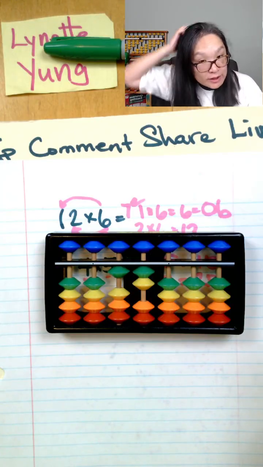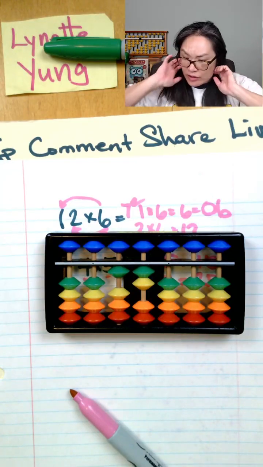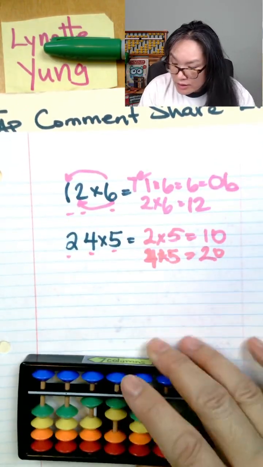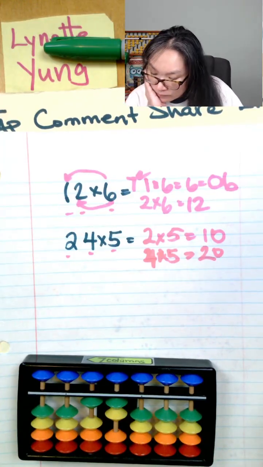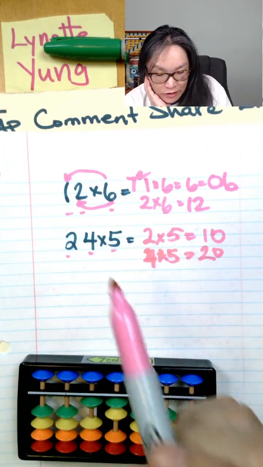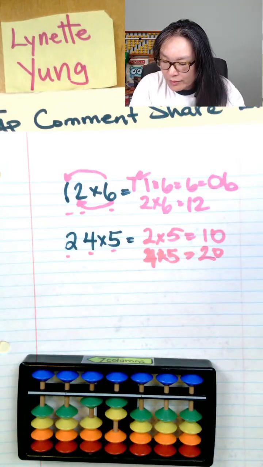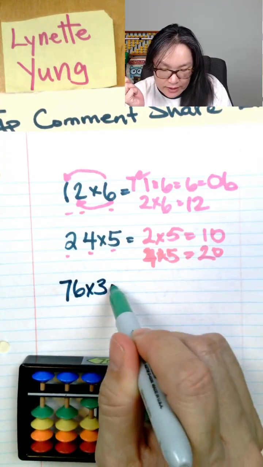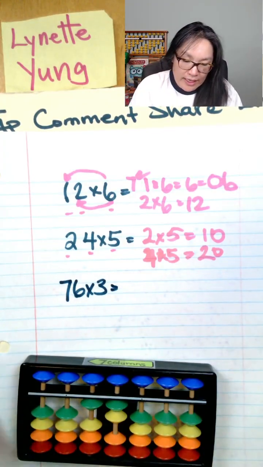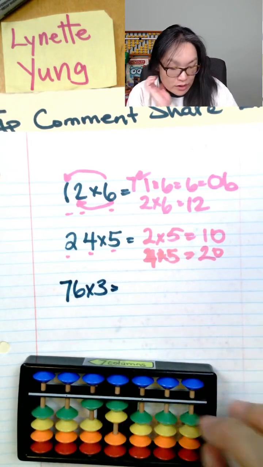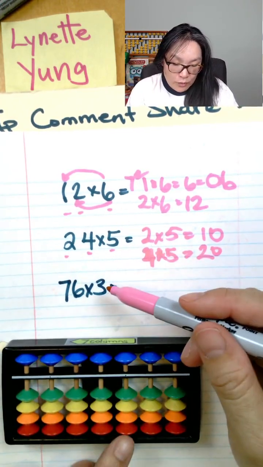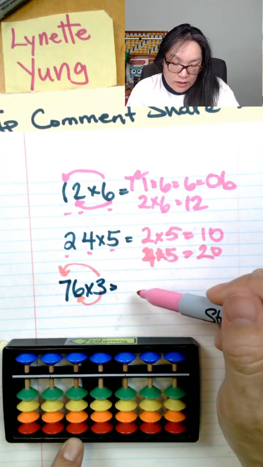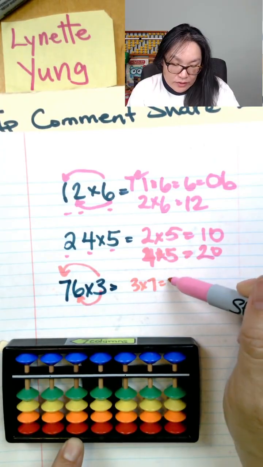Anybody have any other questions? We can do division too, if that makes sense. We can do another multiplication question. So another multiplication question would be this one. 76 times 3 is equal to what? Again, because of the way we have it, we're going to start with our hundreds. 1, 2, 3. So we do this first, and then we do this. So 3 times 7 is equal to 21.